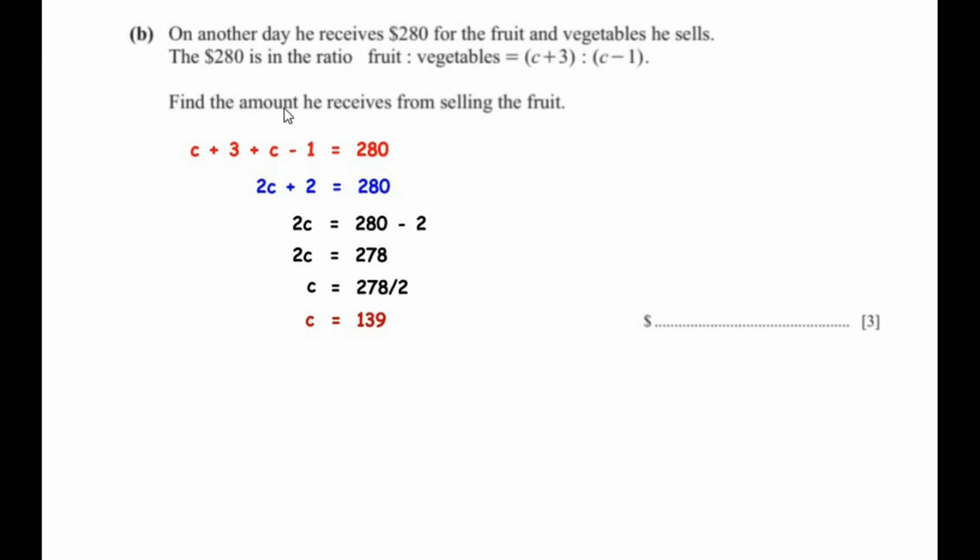Now in this question we need to find out the amount he receives from selling the fruit, and for the fruit we have the value as C plus 3. So here we have taken for the fruits it is C plus 3, and the C value we got as 139 plus 3, giving us the amount he receives from selling the fruits as $142. Now let us move on to the next sub question.